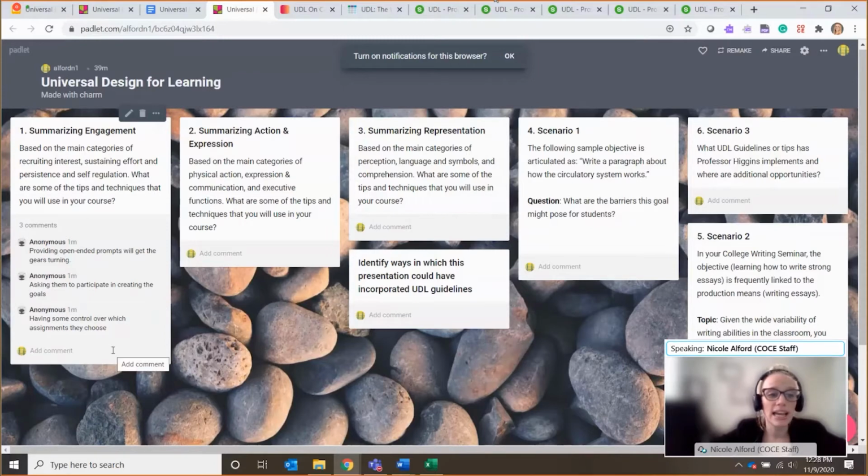Having some control over which assignments they choose. Yeah, and that can be a bit tricky with alignment, but there's always a way. And we'll talk about how we get around that with inclusive objectives, which you can see here as we get to scenario one.